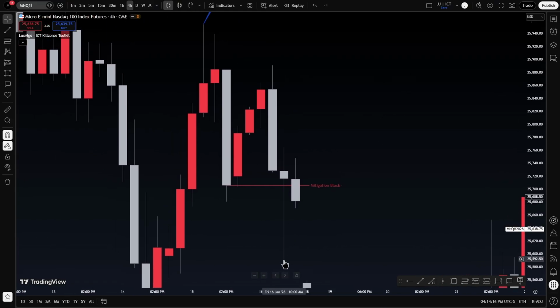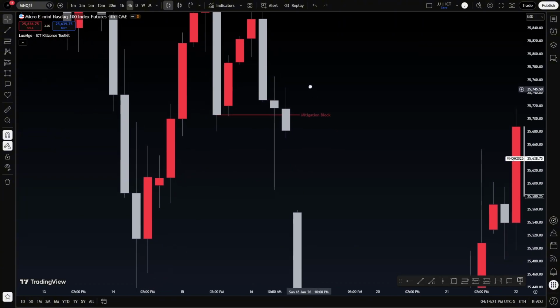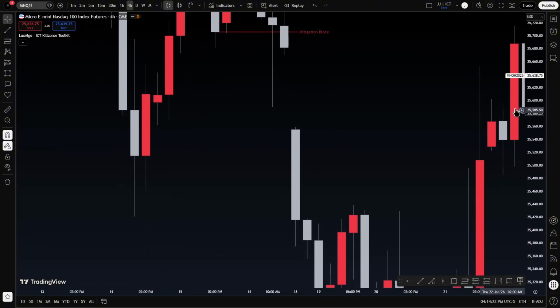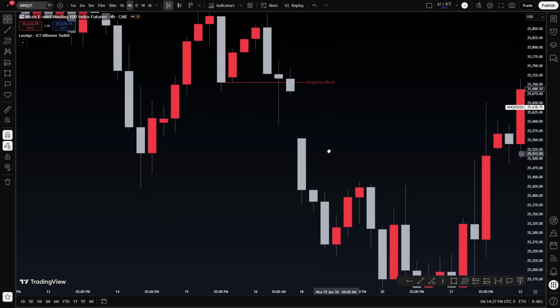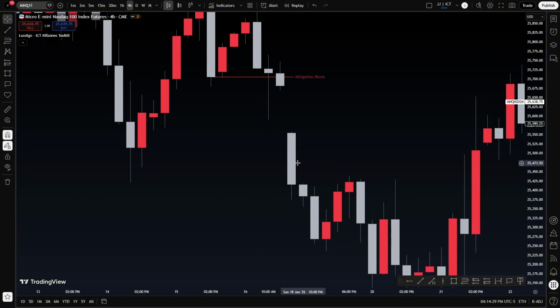So going back here, it retraces back up into that mitigation block. Smart money is accumulating longs, at which we begin dropping lower. Drop, drop, drop. Below that low, we accumulate more longs. We retrace up. Would we even call this a fair value? No, I don't even think we would.